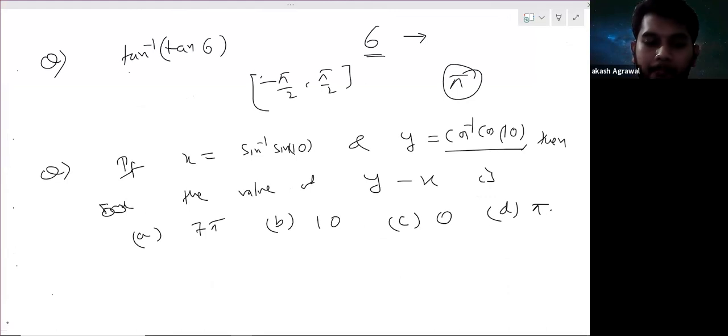Done, sir. Do you know this formula? Sine inverse x plus cos inverse x. What happens? Pi by 2. Very good. Please write it down.